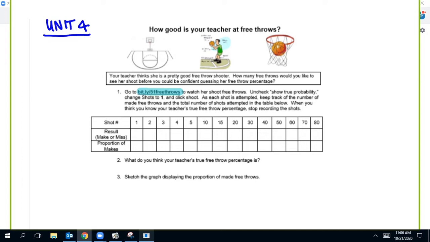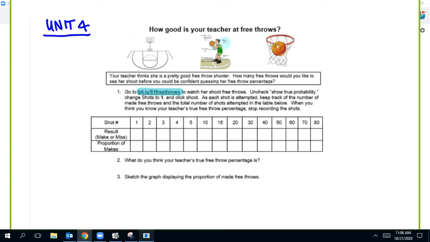So you obviously can't watch me shoot free throws right now, but I have done this so many times that we've recorded my skills in an applet. So you're going to go to bit.ly/51 free throws. You can use the applet to watch me shoot free throws. Please follow the directions on here. You're going to uncheck show true probability and then change the shots to 1 and click shoot. And once you do that, it'll shoot the ball. I'll shoot the ball for you.